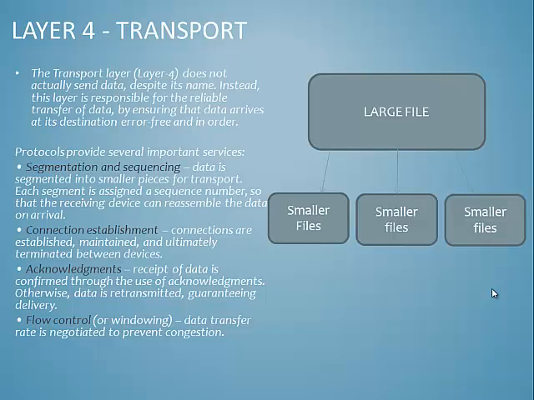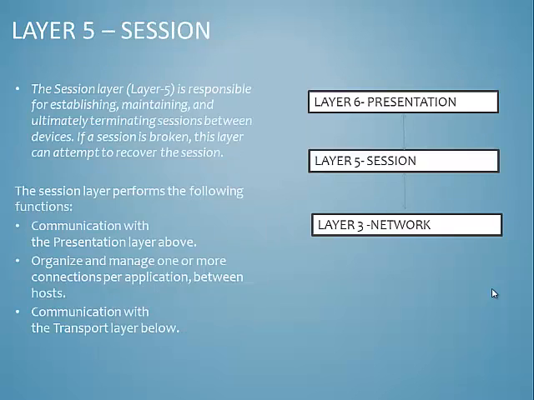Another important service is connection establishment. Connections are established, maintained, and ultimately terminated between devices. Acknowledgements. Receipt of data is confirmed through the use of acknowledgements. Otherwise, data is retransmitted, guaranteeing delivery. Flow control. Data transfer rate is negotiated to prevent congestion.